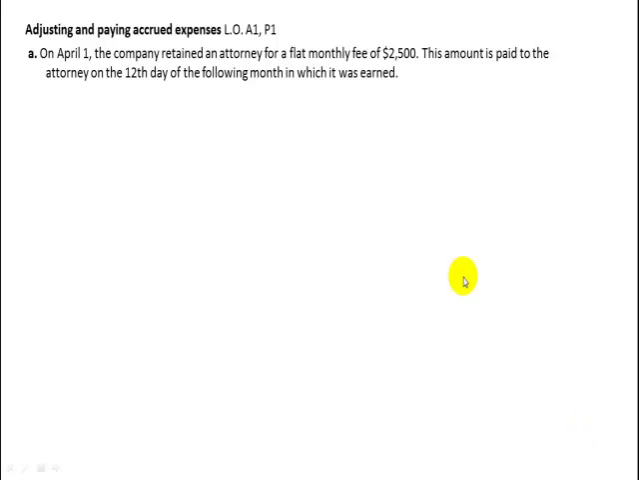This exercise is all about adjusting and paying accrued expenses. So it says on April the 1st, the company retained an attorney for a flat fee, that's part A, of $2,500. This amount is paid to the attorney on the 12th day of the following month in which it was earned. So at the end of April, we're going to make an adjusting entry to debit legal fees expense for $2,500, and we're going to credit legal fees payable for $2,500. This is part A.